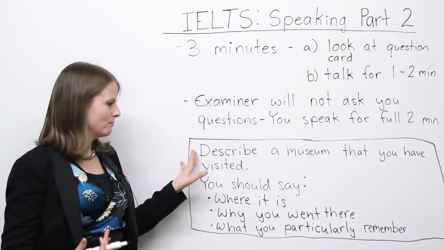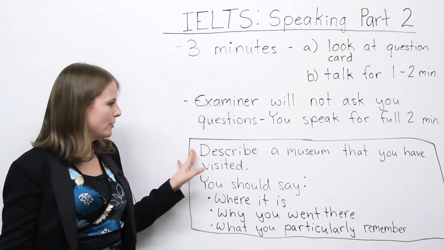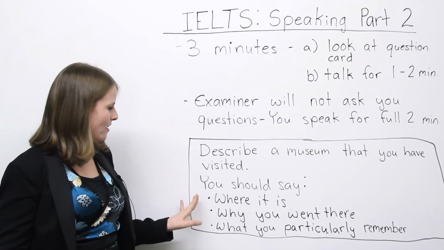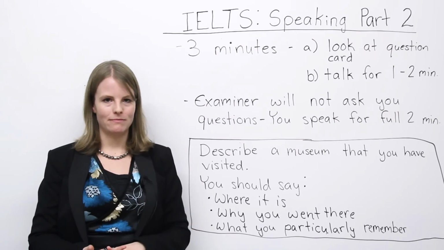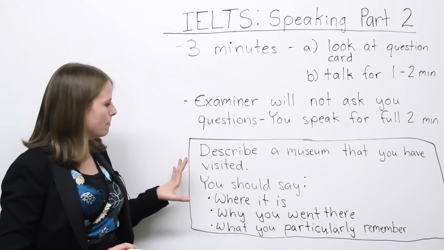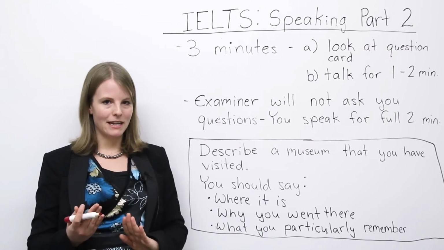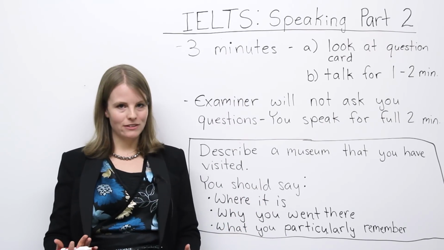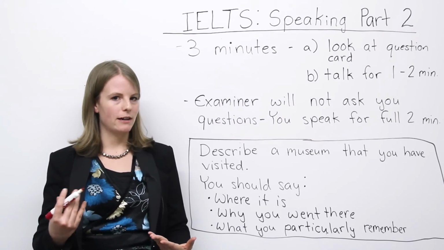It will tell you oftentimes to describe something, for example, describe a museum that you have visited. It will tell you what you need to say. You should say where it is, why you went there, what you particularly remember. This is just an example. It can be on different topics, but you will get a card that looks something like this. You have 1 minute to look at the question and to make notes and to think, okay, what am I going to say? So that takes 1 minute.